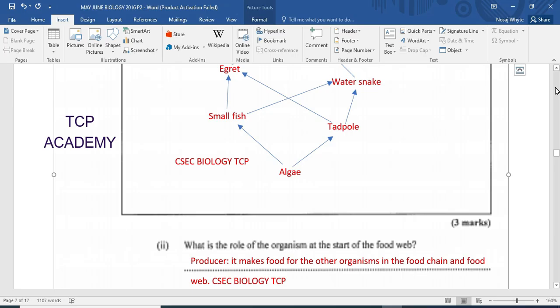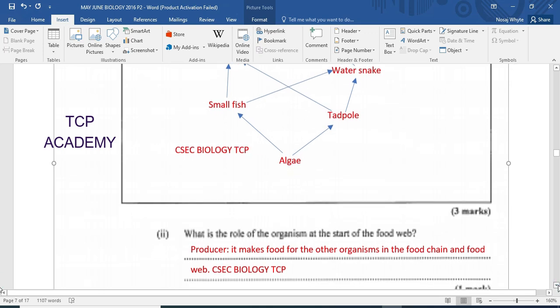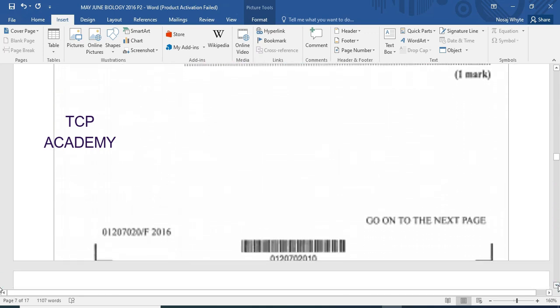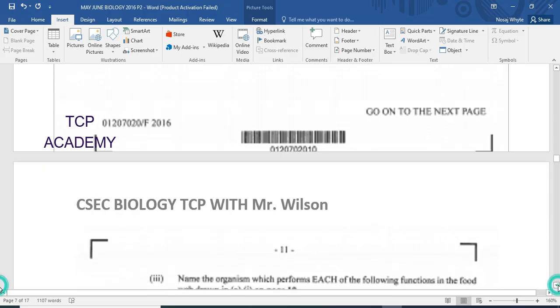So it's making its own food, and it's making the food for other organisms and itself, whether it be in the food chain or the food web. So it is of course making food that is going to be passed on to other organisms in the food web. So particularly this organism, the algae here, is going to be a producer. 1 mark for that, and we move on down to the other question.